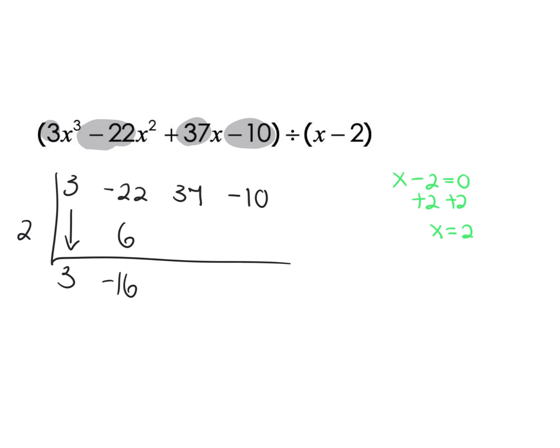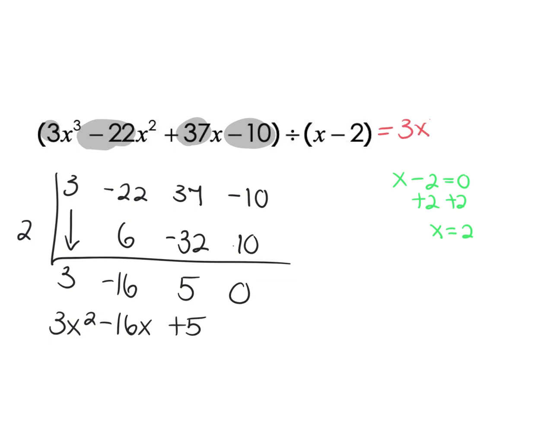2 times negative 16 is negative 32. 37 minus 32 is 5. 2 times 5 is 10. And then that goes away. Then we replace this as 3x squared minus 16x plus 5. And then we can just rewrite that above here.